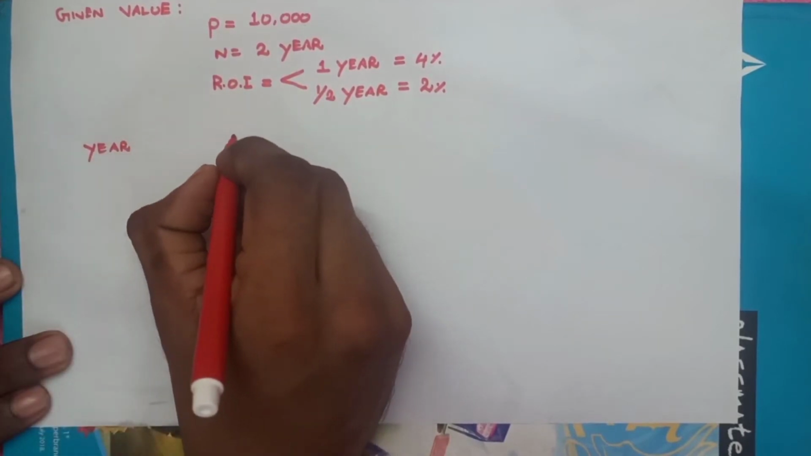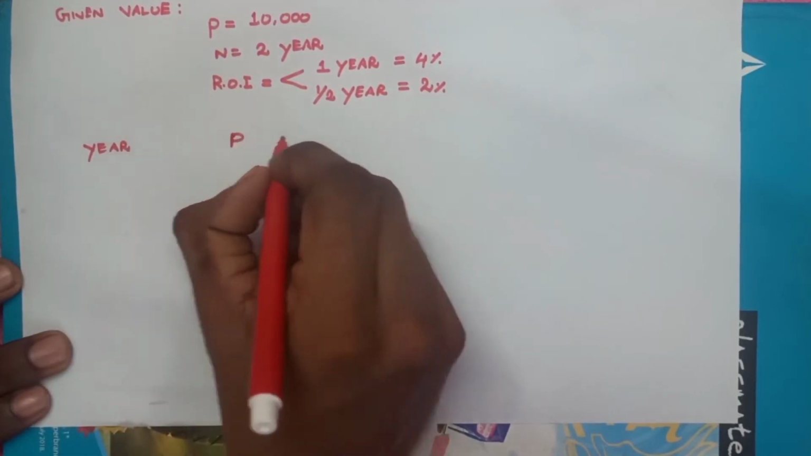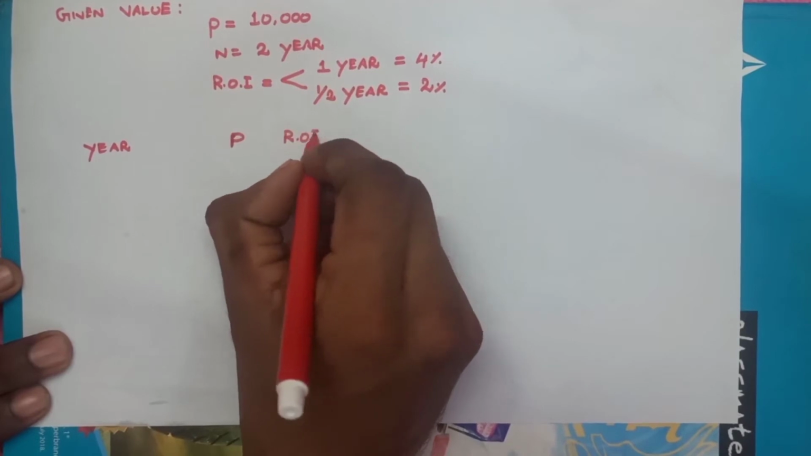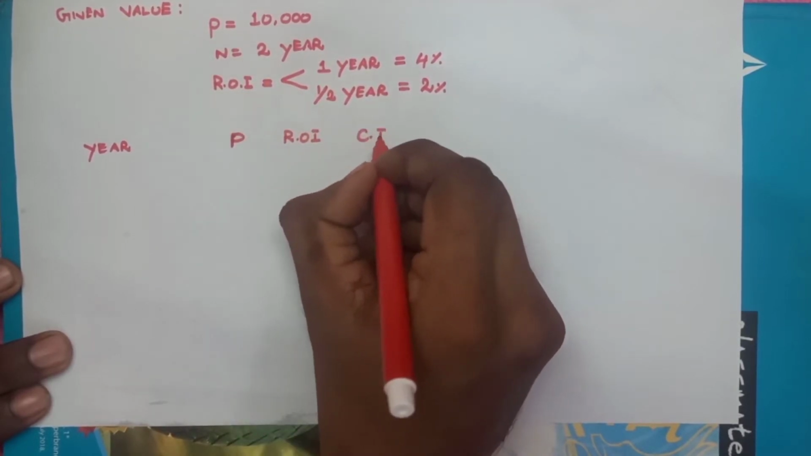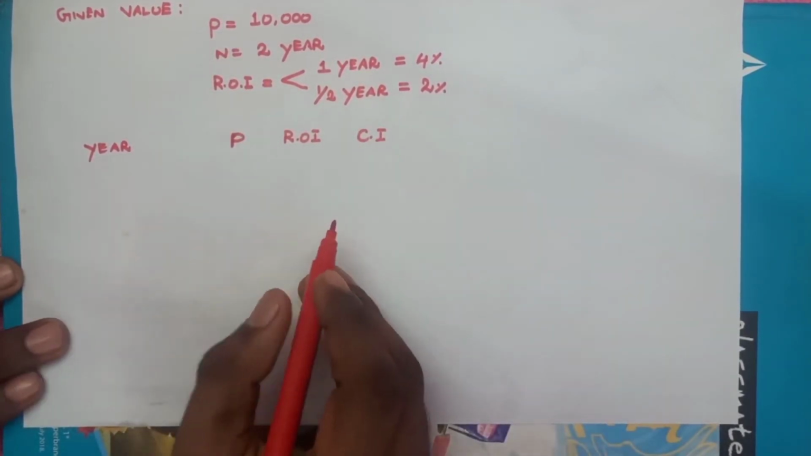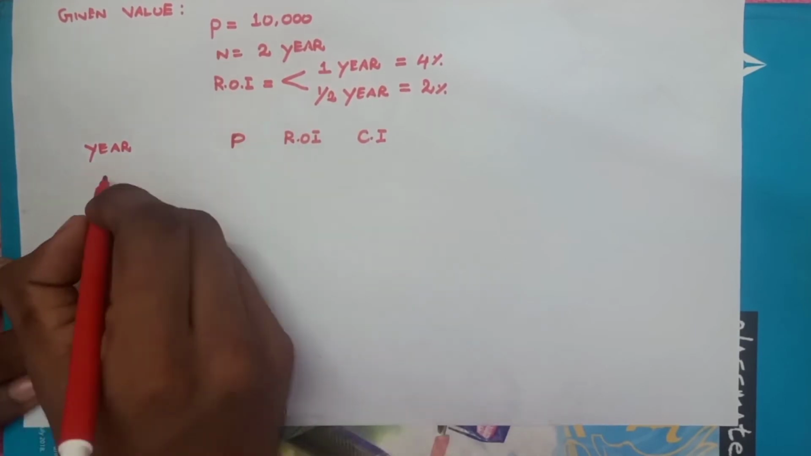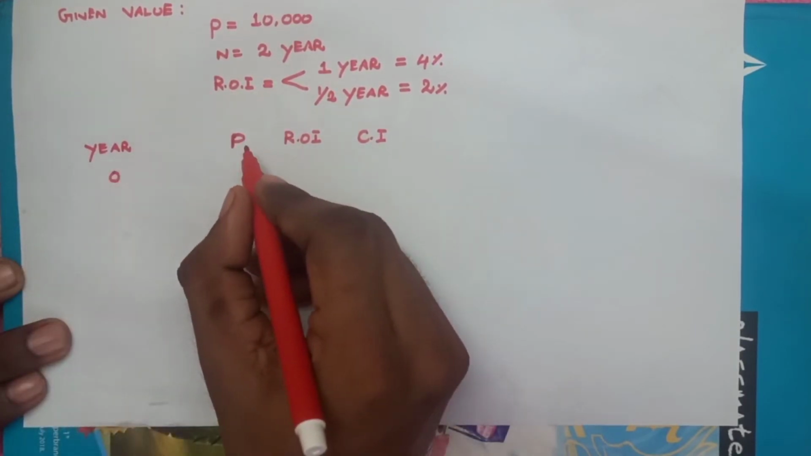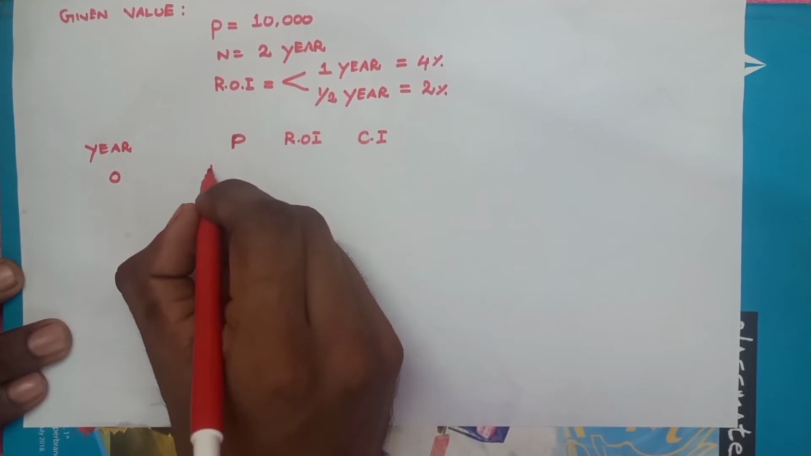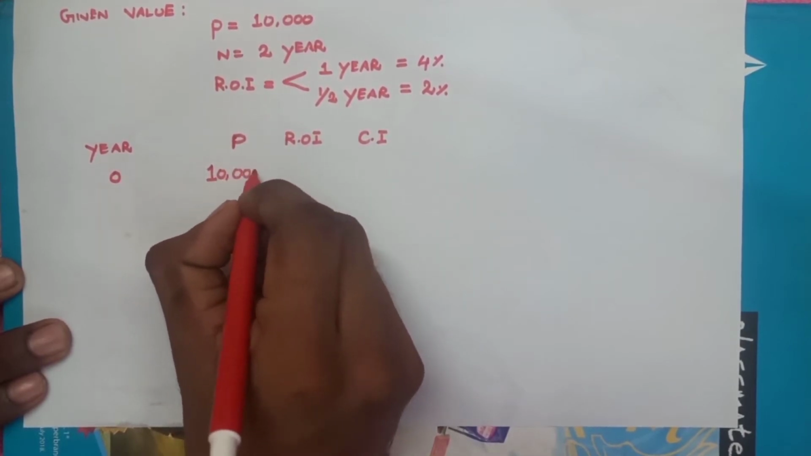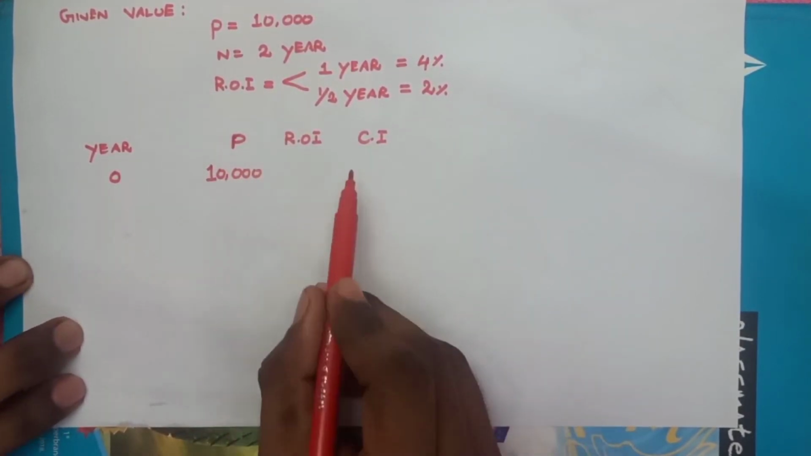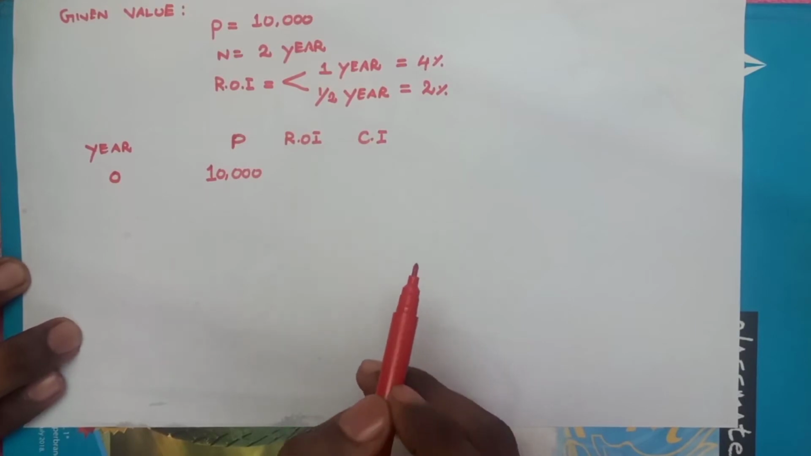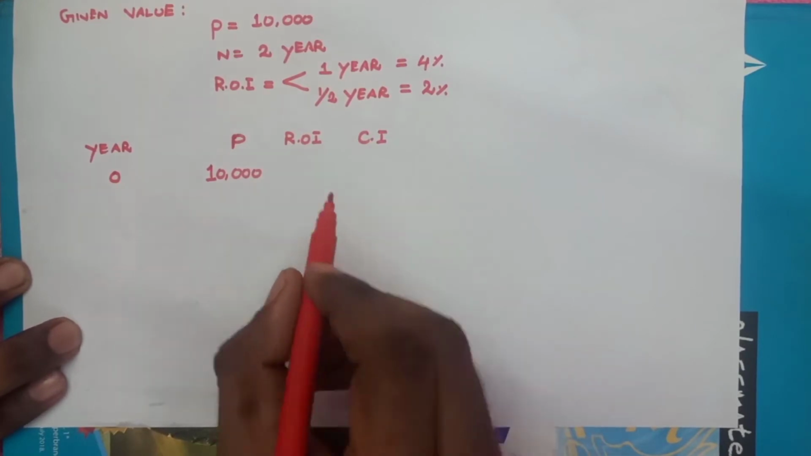Here, principal, rate of interest, and your compound interest. What is your principal initial at very first day? What amount you will invest? Rupees 10,000, right? Okay. If you want to calculate the very first time of your compound interest, what you will do?